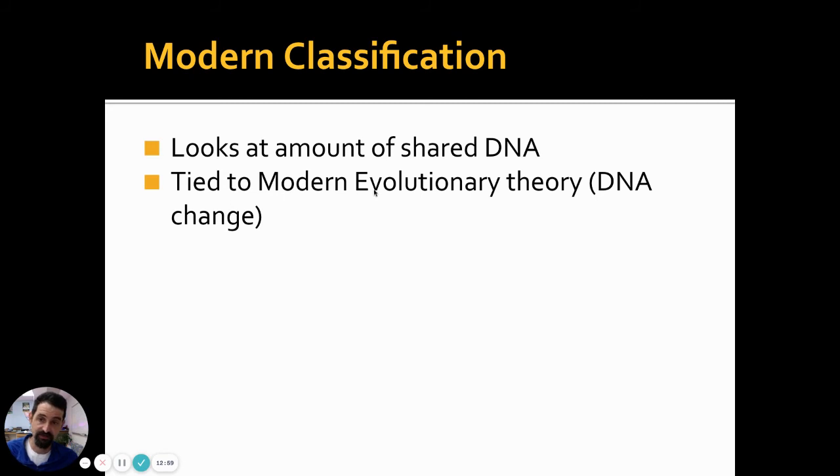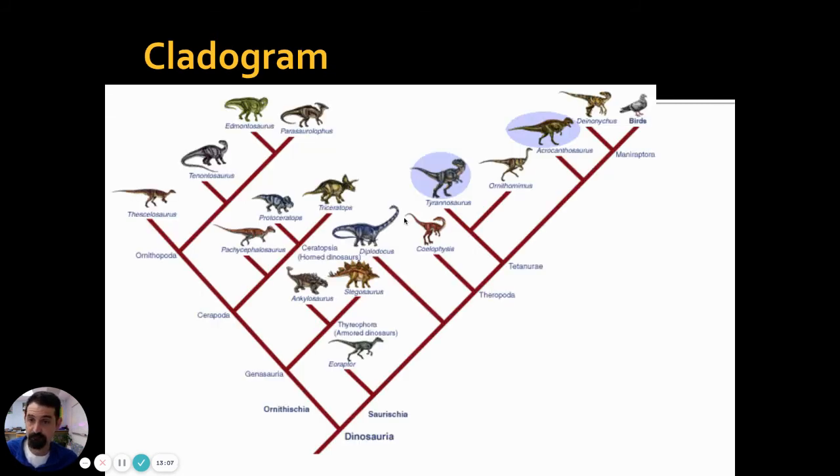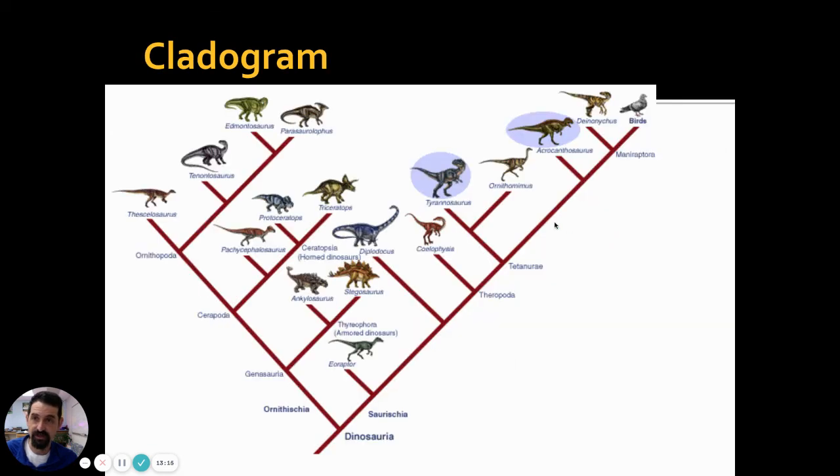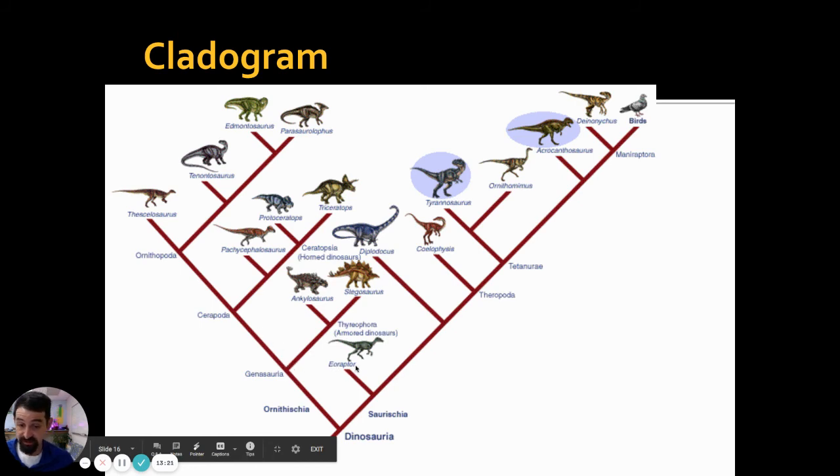This is tied into modern evolutionary theory because evolutionary theory right at this point is also really tied to DNA, and that's something we'll talk about in the future. Here's another interesting thing to look at called a cladogram. Remember we looked at a phylogenetic tree. Here's a picture of one of those. Here's a cladogram. So this is for dinosaurs showing different clades or divisions of this.